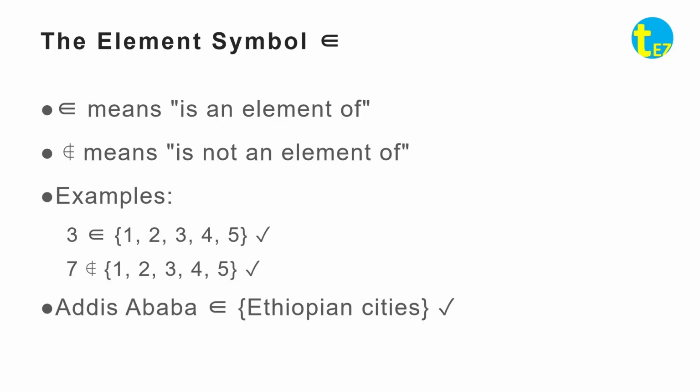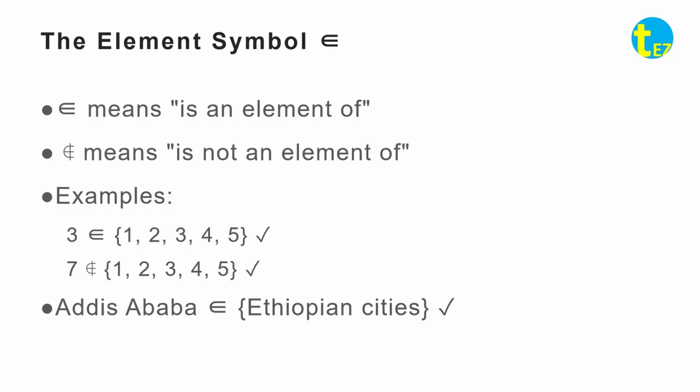That's true. Addis Ababa is indeed an Ethiopian city. The symbols are very useful, so remember them. Let's practice using these symbols together. I'll show you a set, and then we will decide if each statement is true or false.